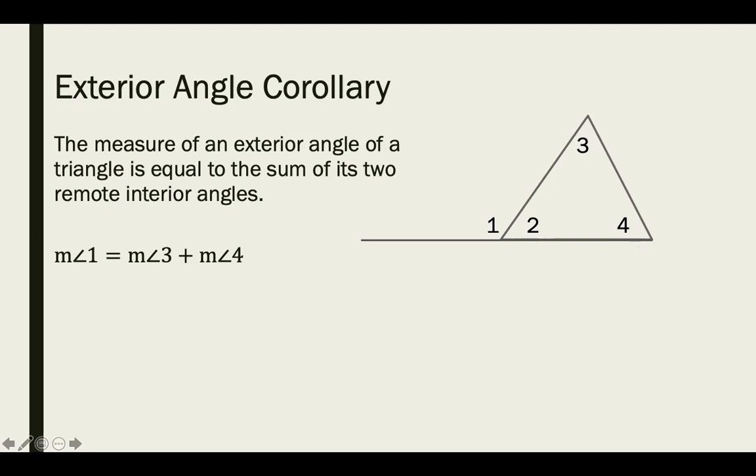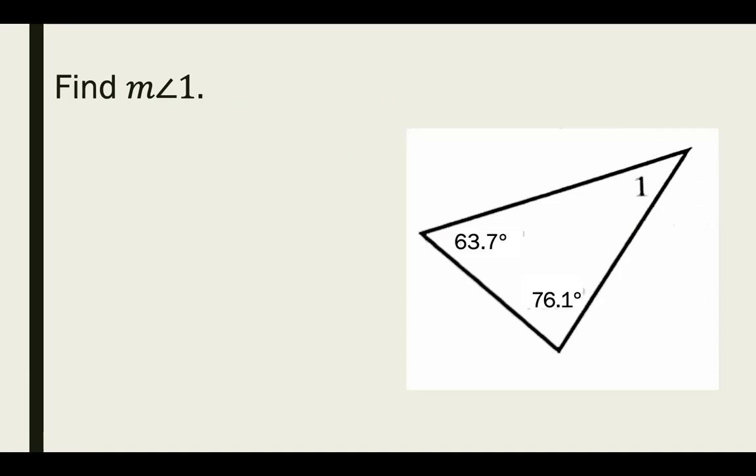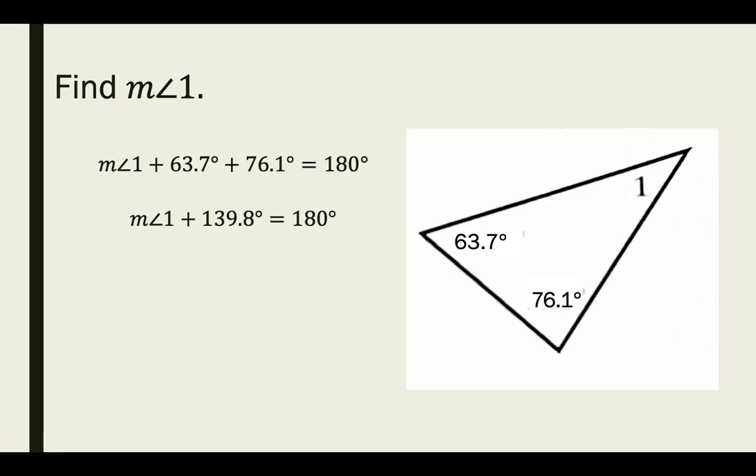All right, let's use these different things to solve some problems. This first one, we're trying to figure out the measure of angle 1, and we're just going to use the triangle angle sum theorem to say that those three angles, since they're the interior angles of the triangle, must add up to 180. You simplify this left side by adding 63.7 and 76.1. We get 139.8, and then subtract 139.8 from both sides and get our answer of 40.2 degrees.